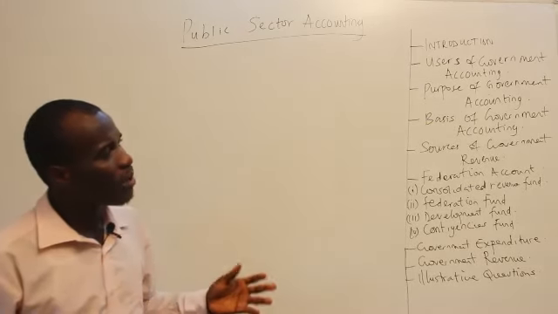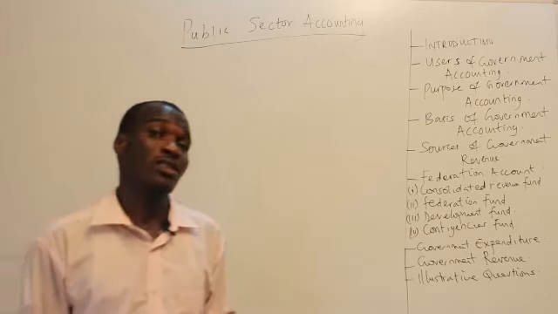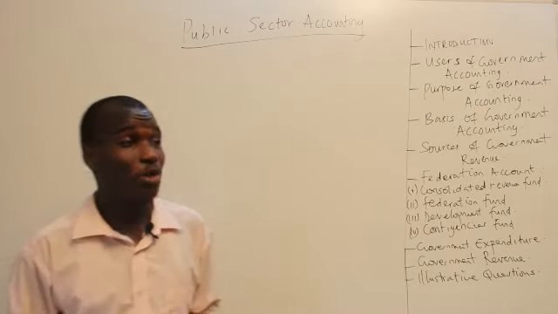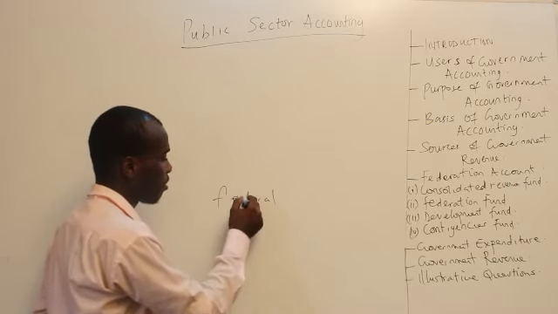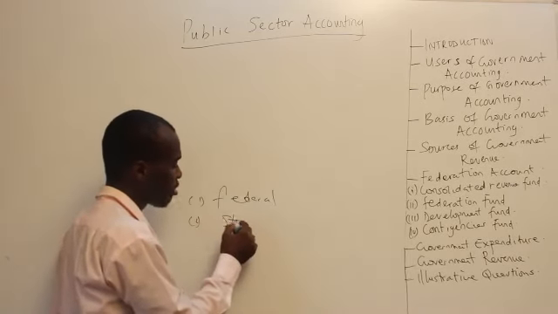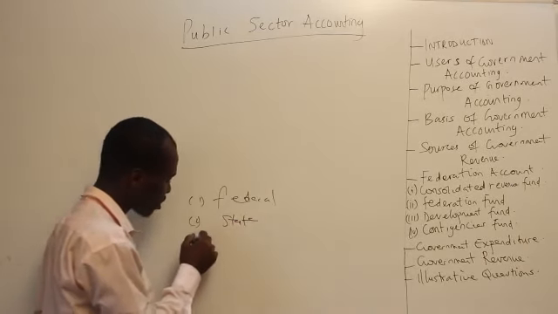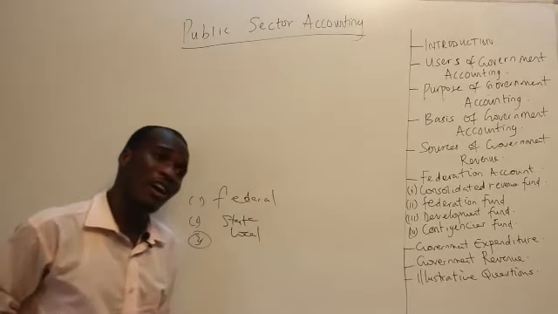Now we have the sources of government revenue. Government derives its revenue from different sources. They derive its money from different sources. We are going to talk about the source of revenue to the federal government, the source of revenue to the state government, and the source of revenue to the local government. Now, federal government.